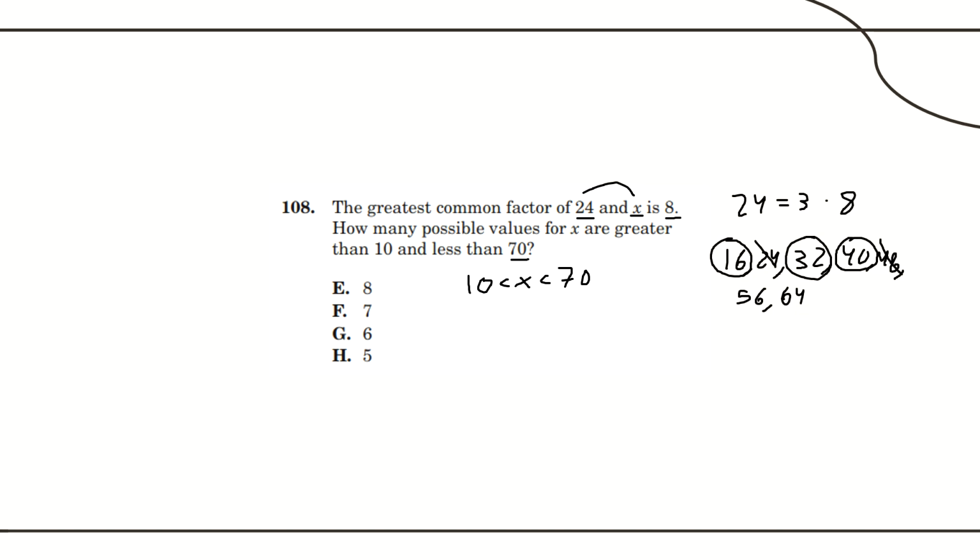How about 56? Well, 56 divided by 8, that's 7. Then 24 divided by 8 is 3, they're relatively prime, so this is satisfying. And then 64, 64 over 8, that would be 8. Then 24 over 8, that would be 3, they're relatively prime, so this is also working. Now we have 1, 2, 3, 4, 5 numbers that work, which gives us answer choice H.